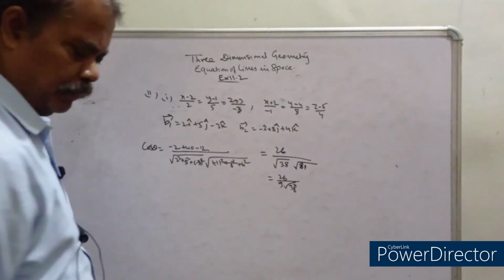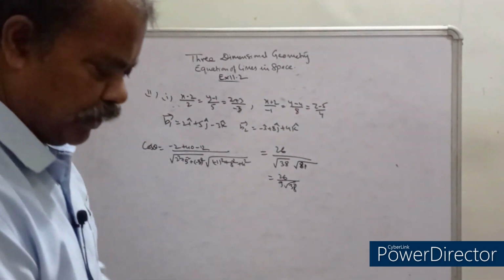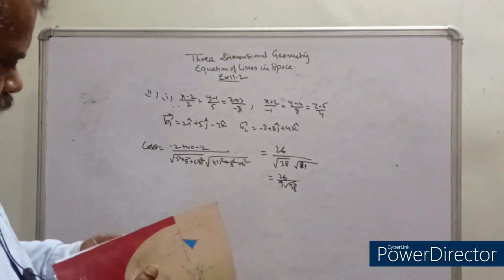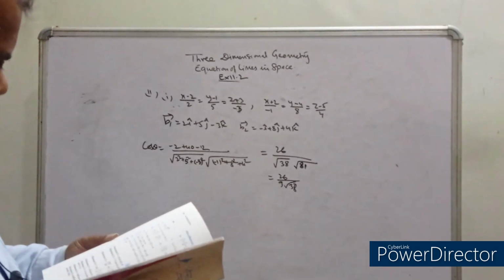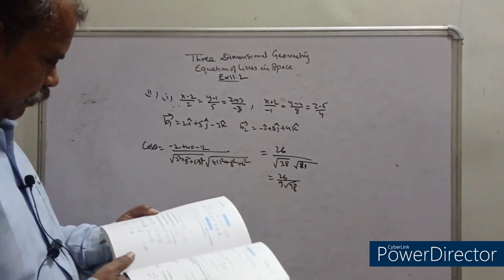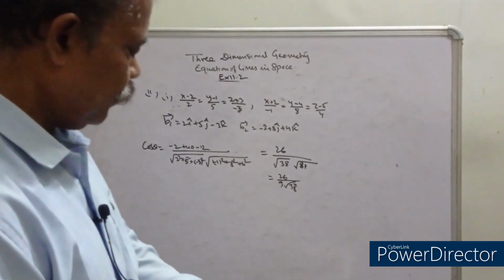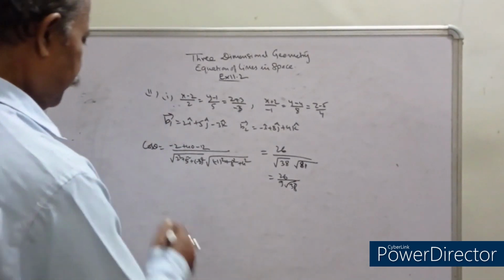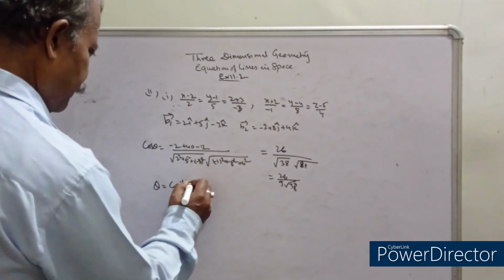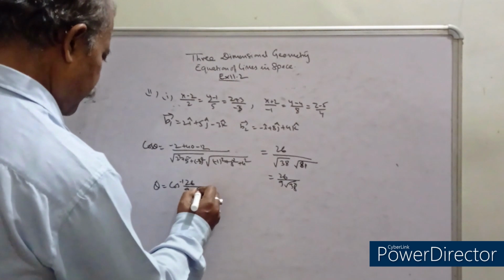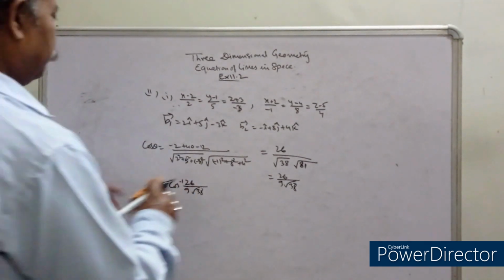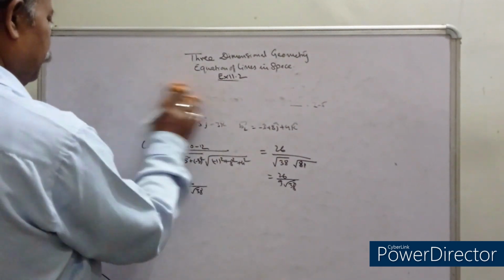Let me check the answer. Question number 11. It's okay. So your theta will be equal to cos inverse 26 by 9 root 38. Now question number 12.